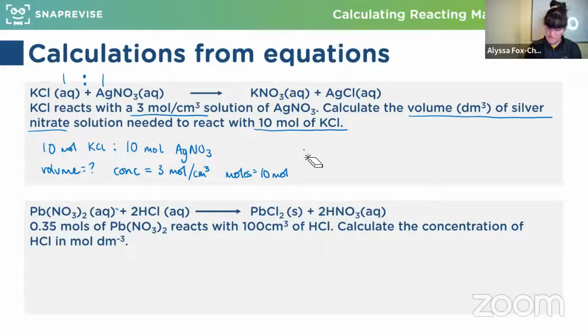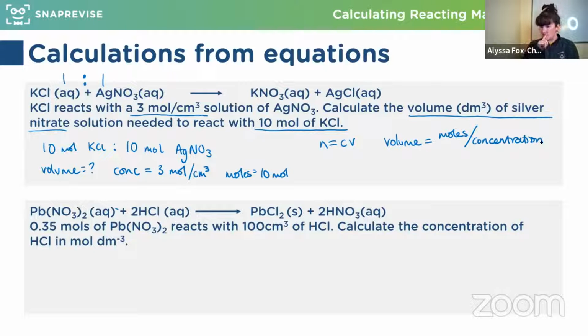Moles is 10. So I've got the 3 things that go in my equation. My equation is n equals CV, but I'm trying to find volume. Then I can rearrange by dividing by concentration to get volume is equal to moles divided by concentration.